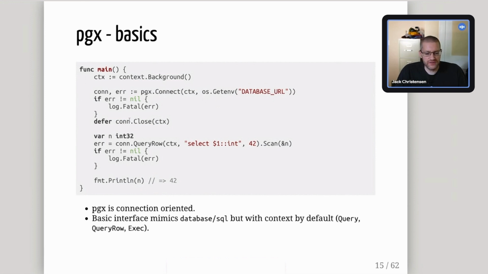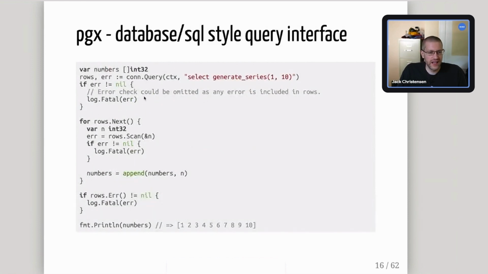So the basic interface mimics database SQL: query, query row, exec, except we've added context by default, since we're able to do major version releases and the Go language isn't. We're able to clear out that messy query context, query row context. We can avoid that. So this is just a standard query in the style of database SQL.